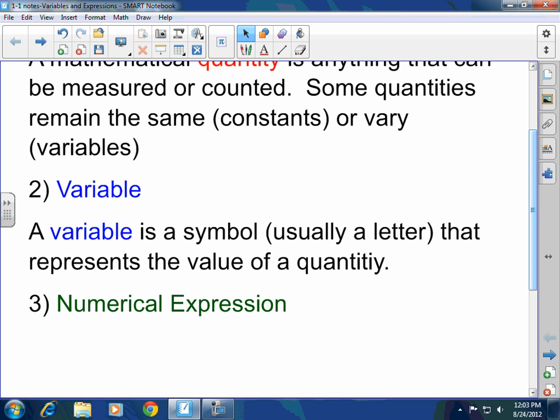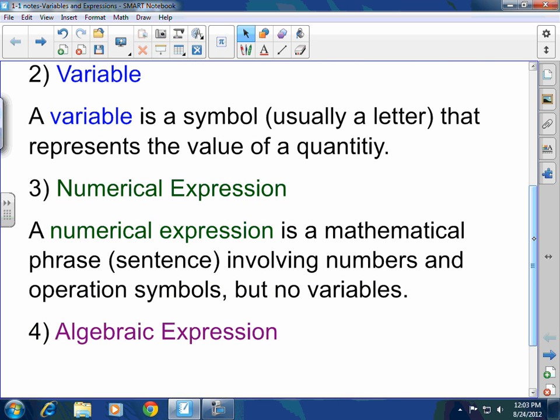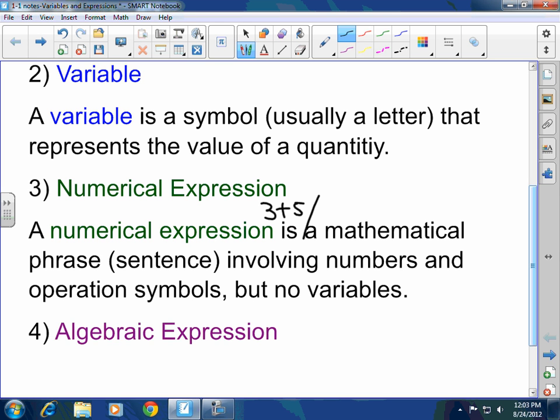Now, a numerical expression is a number sentence or a mathematical phrase, okay, involving numbers and operation signs. No equal signs. If you add an equal sign to an expression, you're going to get what's called an equation. So a numerical expression will be something like 3 plus 5 or 6 minus 4 plus 11. It's just a number sentence using numbers and operation signs.